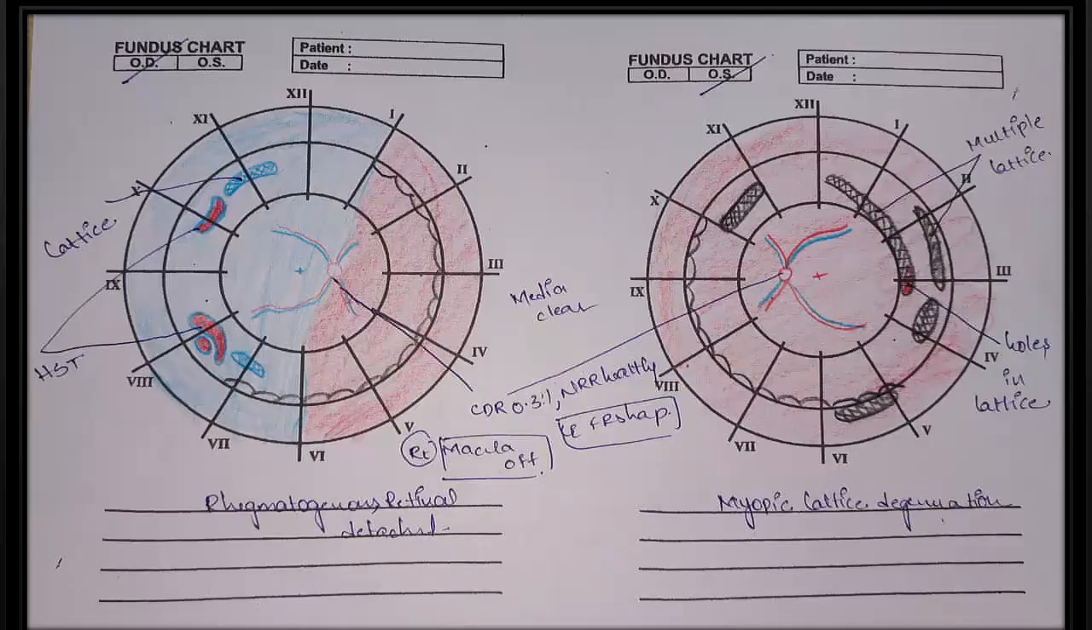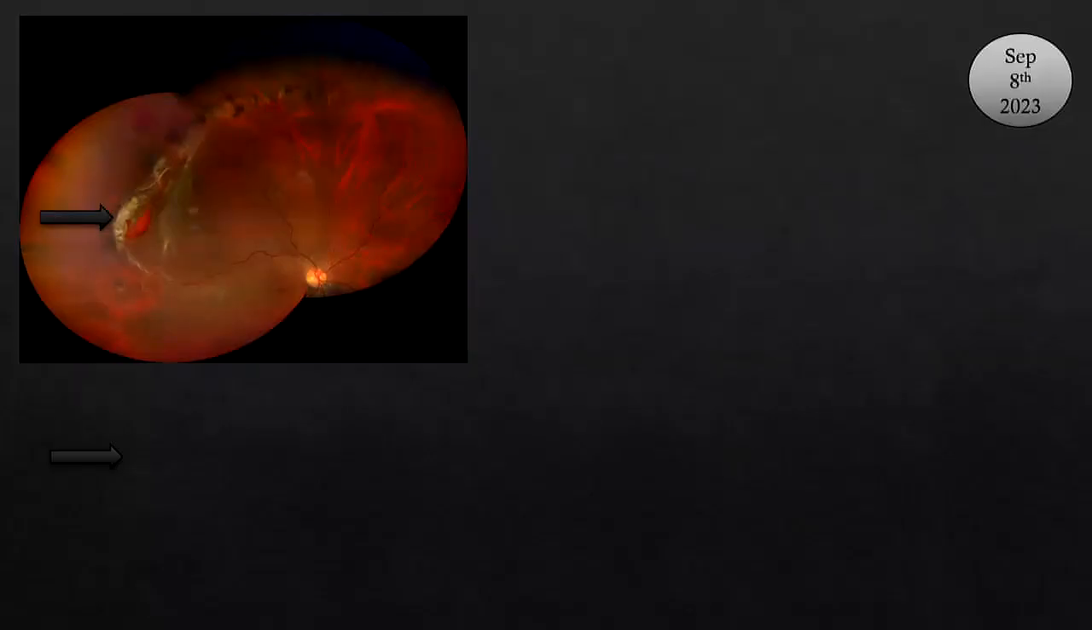On fundus evaluation, in both eyes the media is clear with normal size and shape of the disc, with a cup disc ratio of 0.3:1. In the temporal quadrant of the right eye, there is rhegmatogenous retinal detachment with lattices and horseshoe-shaped tears. In the left eye, there are multiple lattices with holes in the lattices, indicating myopic lattice degeneration.